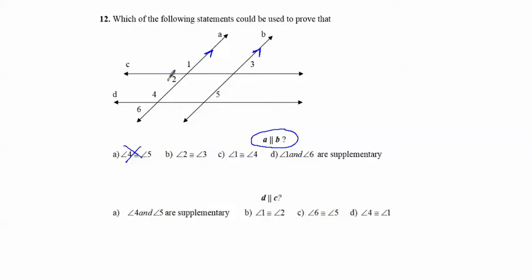Then we have angle 2 and angle 3. Angle 2 and angle 3, if you cover up the part of the drawing you're not using, it looks like C is the transversal, which would make angle 2 and angle 3 alternate exterior for parallel lines A and B. So that looks like a good option. So I'm going to circle that. Because they're asking which of the following statements, there could be more than one. So we need to check every single one, not stop at the first time that you find one that works.